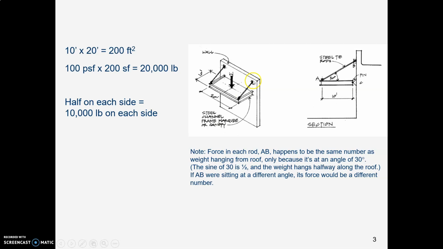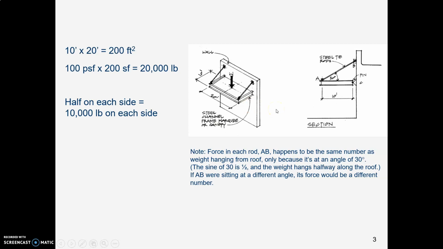We're looking at sizing these rods, and there are two of those rods, so notice that we have half of the load on one rod, half of the load on the other rod. So if the whole roof weighs 20,000 pounds, then half the roof weighs 10,000 pounds.